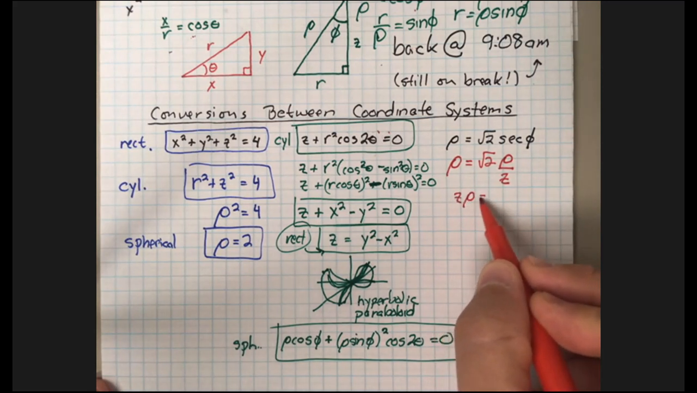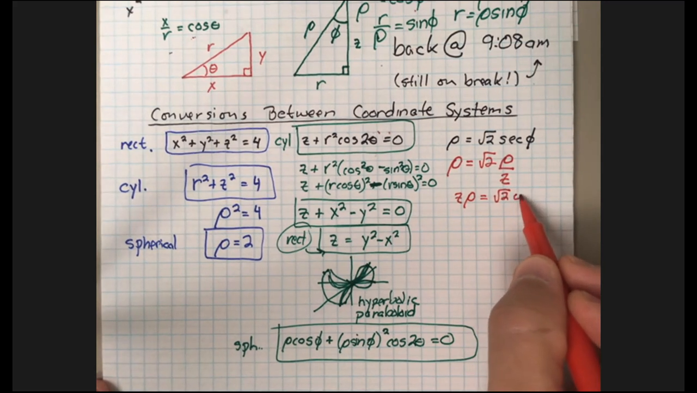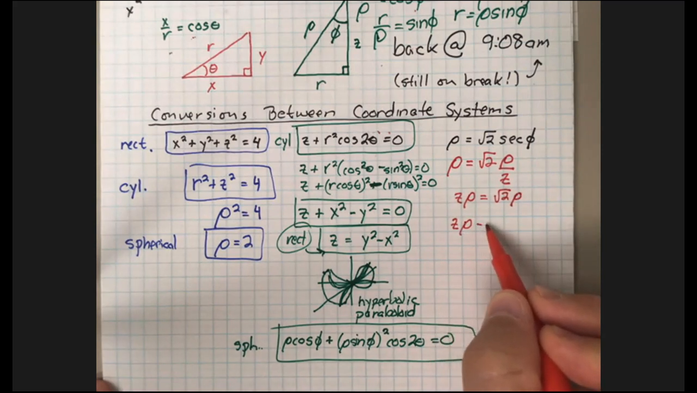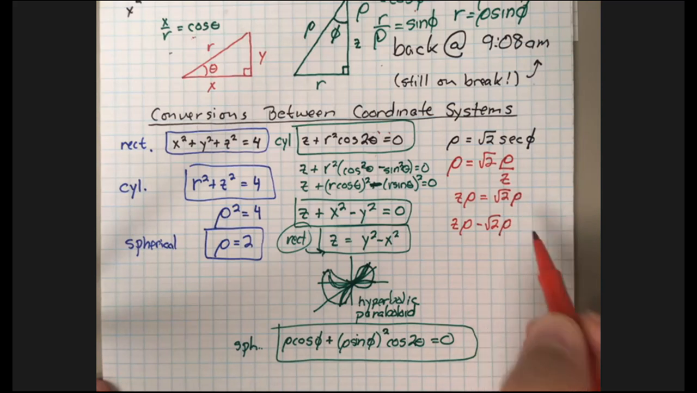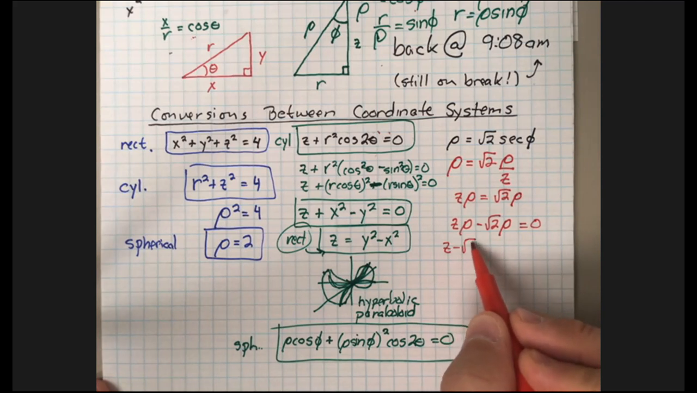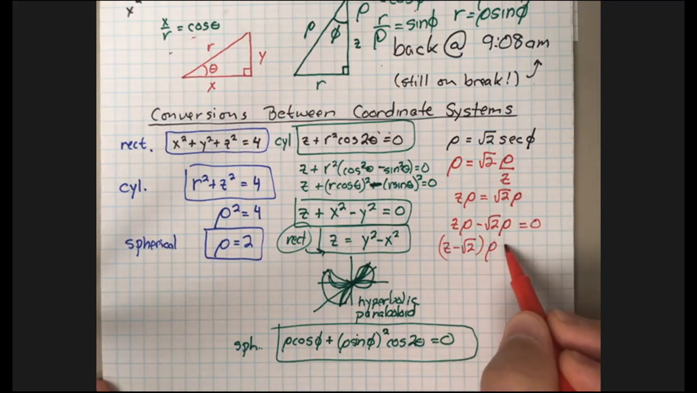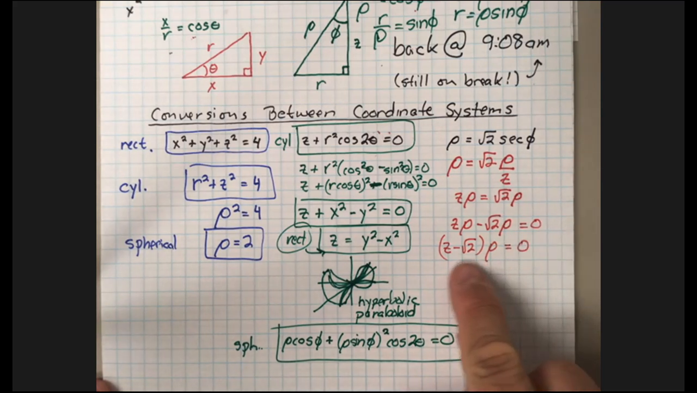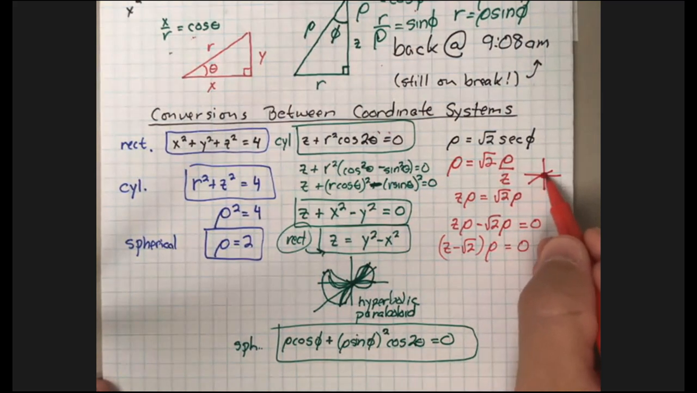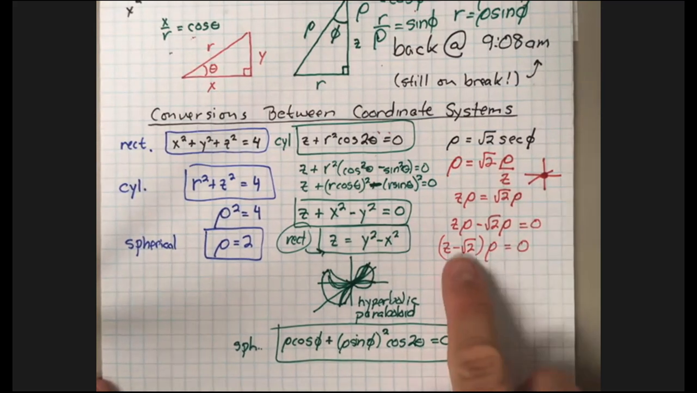Zero equals root two rho. And then legally, zero minus root two rho is zero. Now that allows me to write z minus root two times rho is zero. This tells me that my surface is coming in two pieces. One piece is rho equals zero. Of course, rho equals zero is very simple to draw. It's just a single dot. And the other piece is z equals root two.